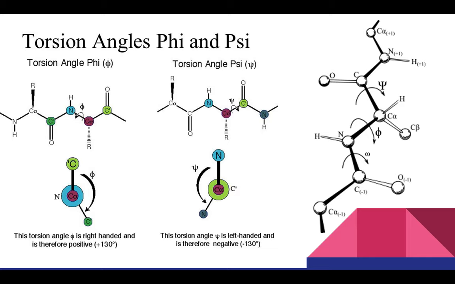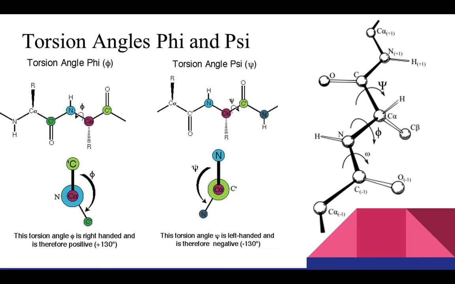Now let's have a look a bit at the torsion angles of the phi and psi. Actually it's phi. I was saying omega just now because the omega and the phi are more or less similar, right? Sorry for that. Usually for me personally, I would look at the psi instead of the phi. For the phi and the psi, they just turn differently, as you can see over here. For the phi, the torsion angle is right-handed and therefore positive, and the psi is the other way around, so it is left-handed and therefore negative.